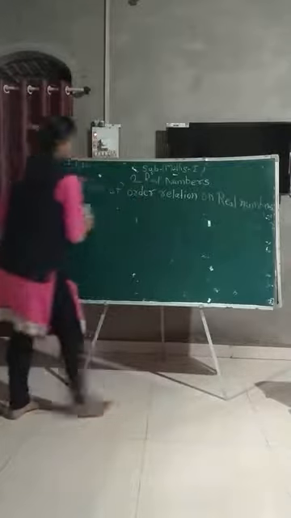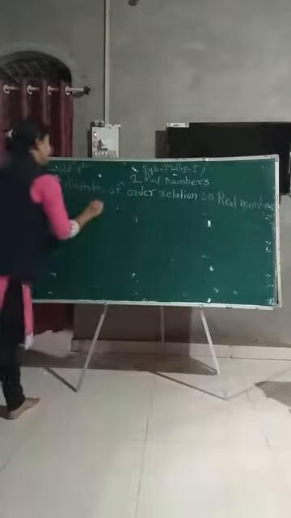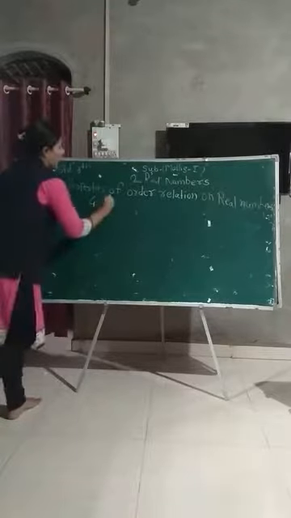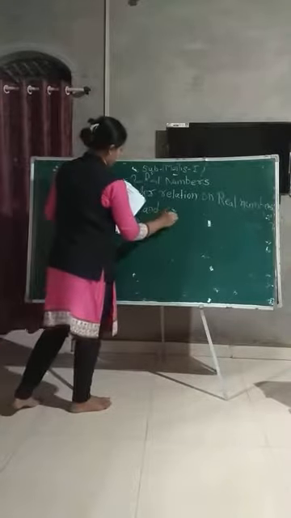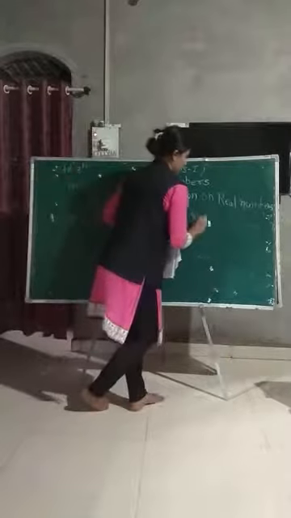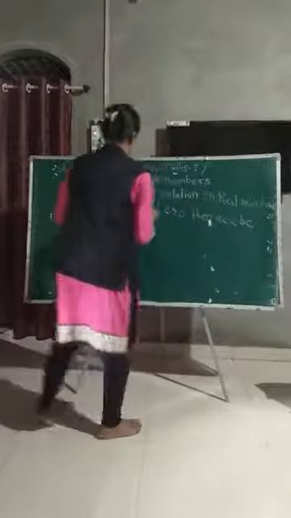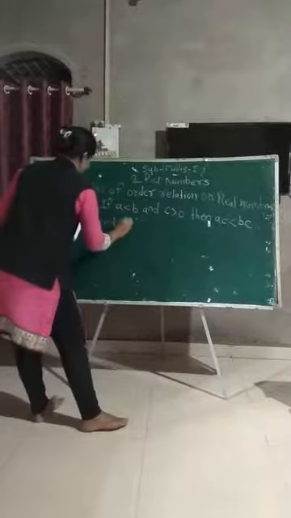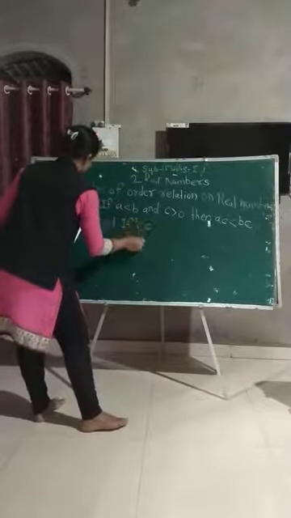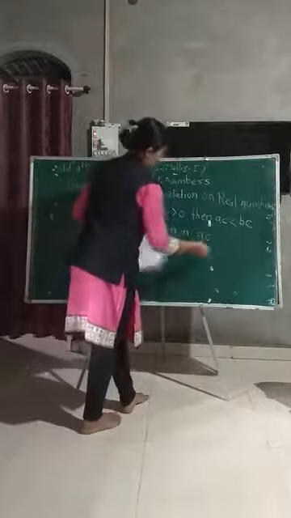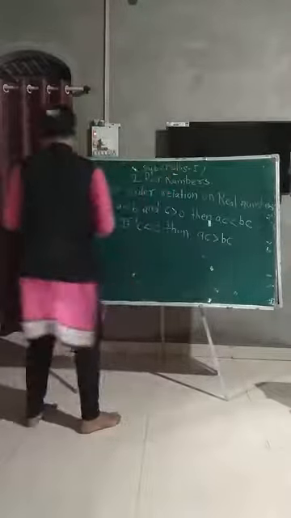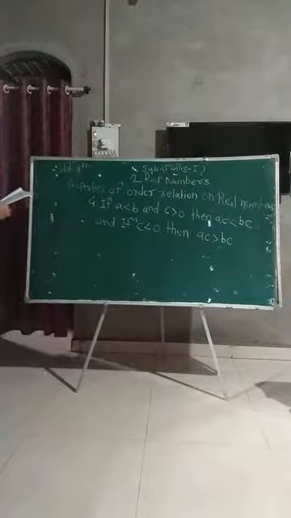Property number 4. If a is less than b and c is greater than 0, then ac is less than bc, and if c is less than 0, then ac is greater than bc. Verify the above properties using rational and irrational numbers.